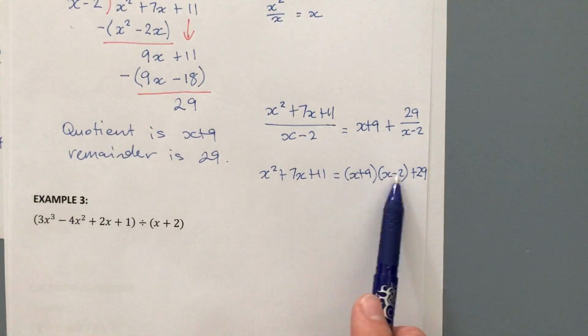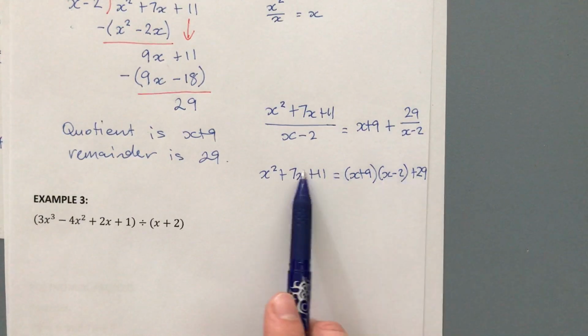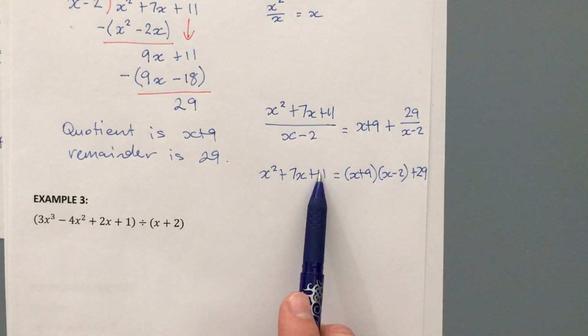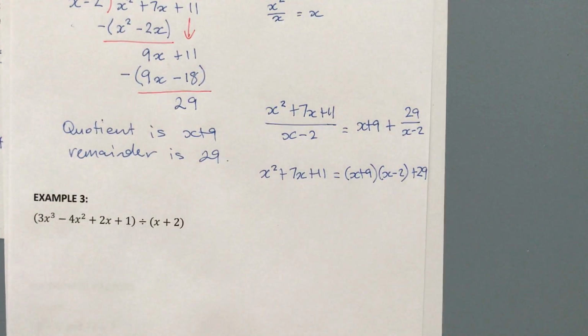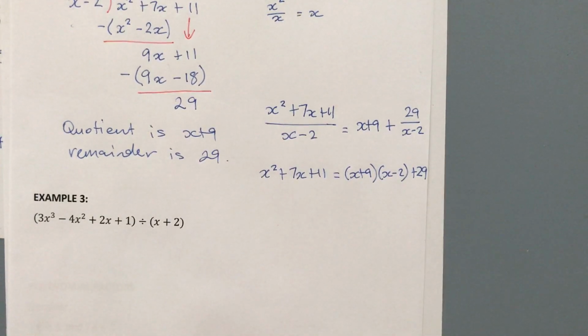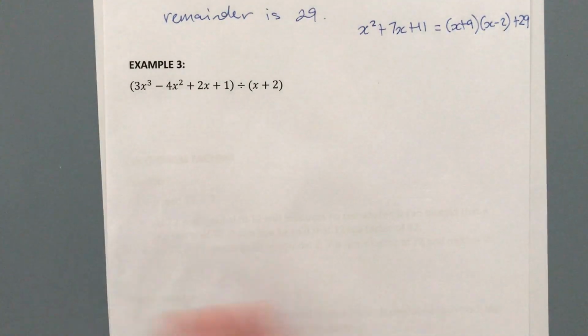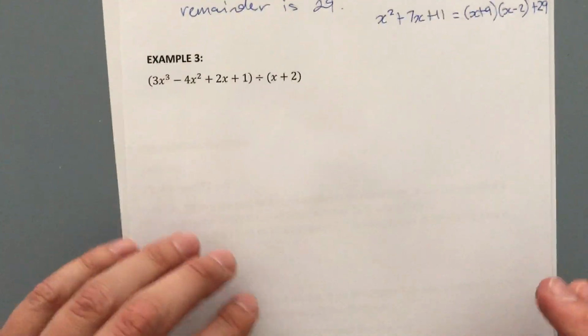But being able to get to the end point here where you can multiply these two brackets together, add on your remainder, and produce this particular thing that you've divided by, that's your check method, I suppose, to check that you've done things correctly. Being able to expand that back out and collect all of your terms to get your original quadratic.